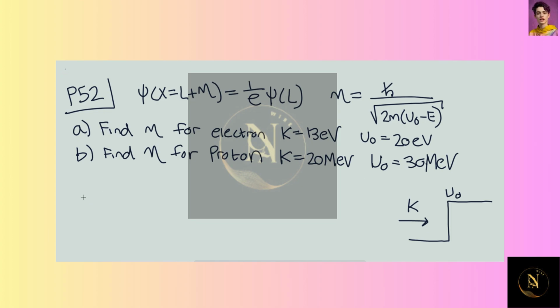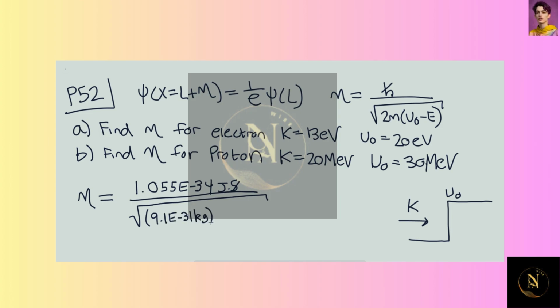So we can show the calculation once for the electron. I think the proton will be essentially the same. So we have Planck's constant up here, or reduced Planck's constant rather. It's all over a big square root. We use the electron mass of 9.1 times 10 to the negative 31 kilograms. And then the difference of 20 eV minus 13 eV gives us 7.